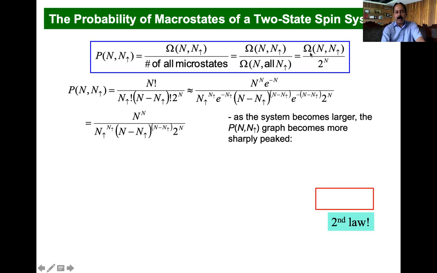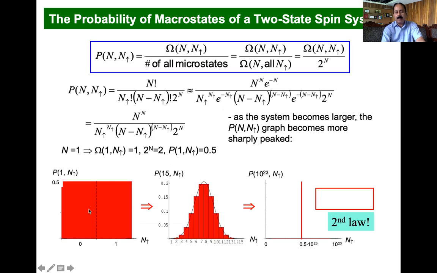Now, what is the value of omega? It is simply nCr: N factorial divided by n up factorial times N minus n up factorial, divided by 2 to the power N. And if we go for an approximation, then if the system is very large, we get this formula. Okay. So now we set capital N equal to 1 and put it here. We see that the probability of this macrostate is 0.5, which you can see here.